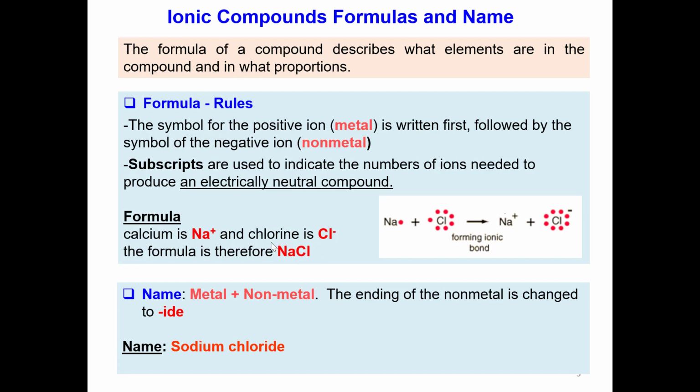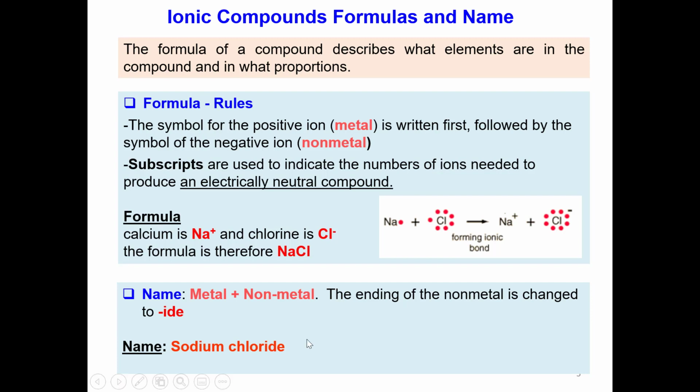Notice that in the formula we don't write the signs that indicate the charge. We don't write the positive or the negative signs here. We just write the chemical symbol of each of the ions. Then this will be the formula for this ionic compound. Let's see how we can write the name of this compound.